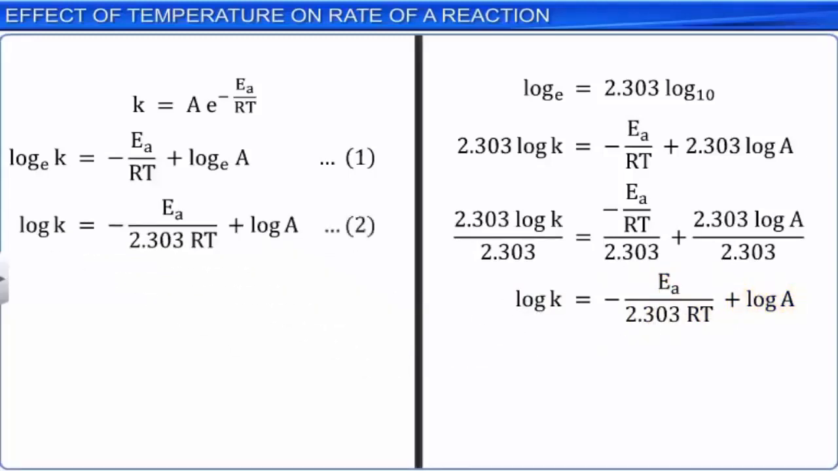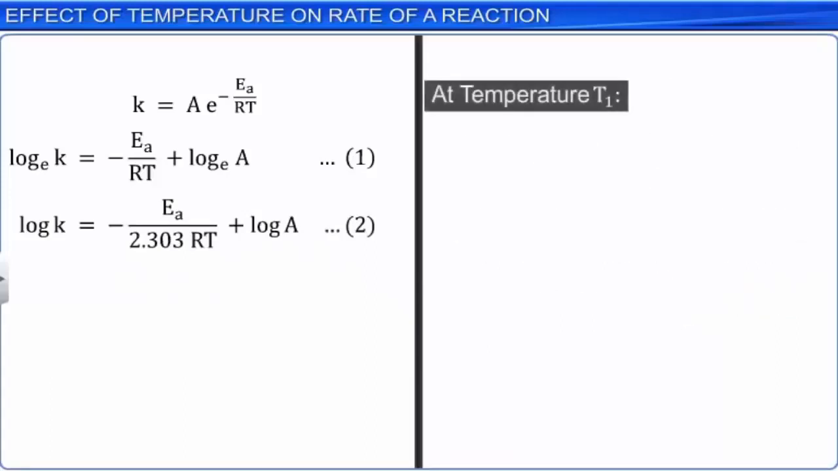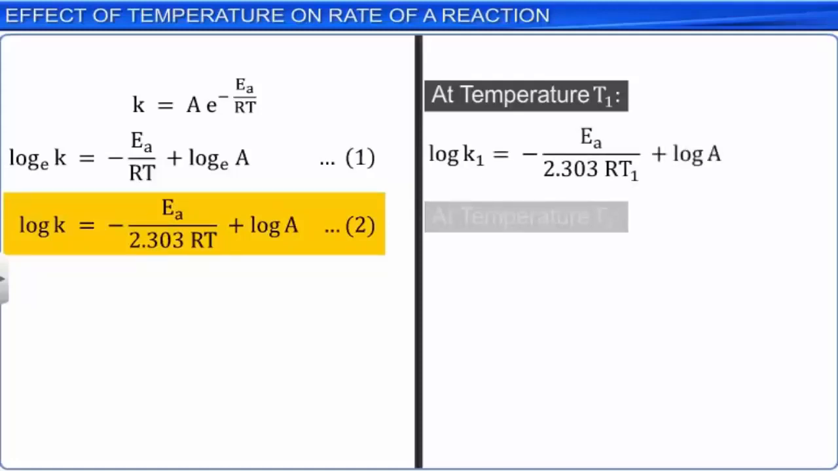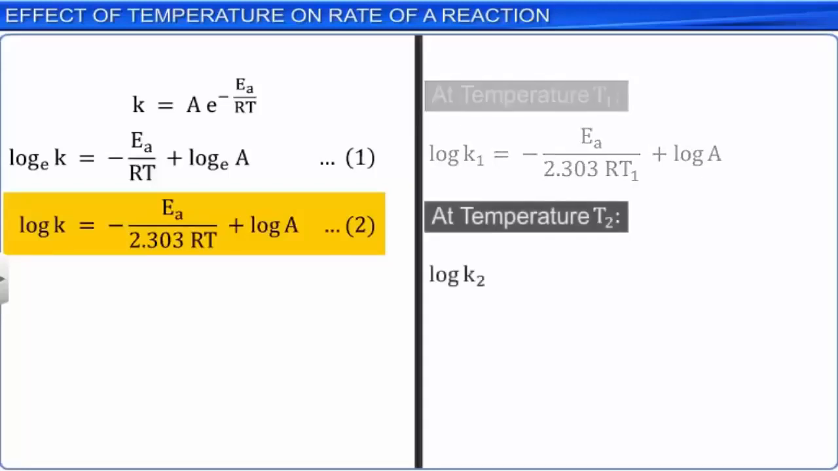At temperatures T1 and T2, equation 2 becomes log K1 is equal to minus Ea divided by 2.303 RT1 plus log A, and we get log K2 is equal to minus Ea divided by 2.303 RT2 plus log A. Let these equations be 2a and 2b respectively.